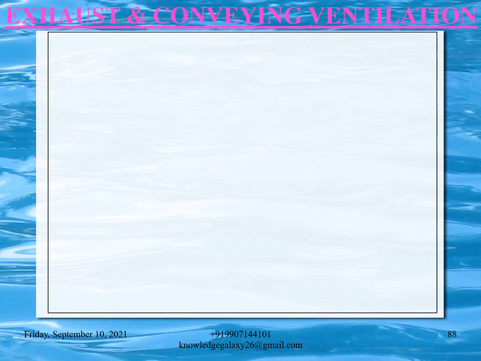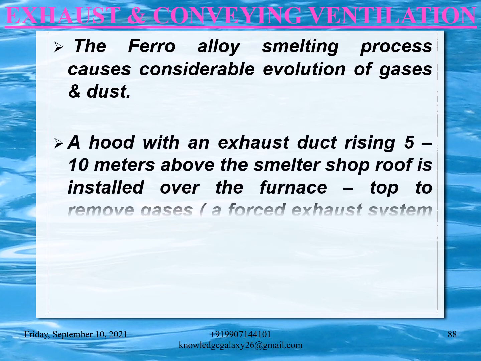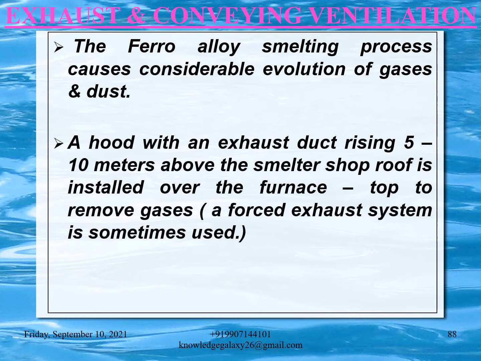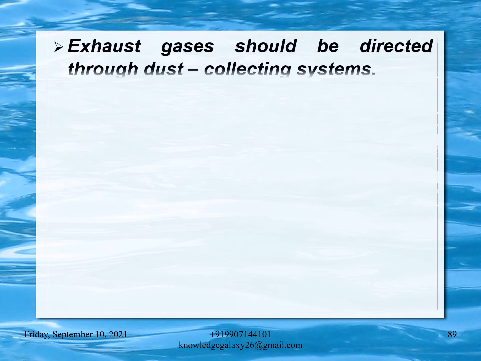Now, let us discuss exhaust and conveying ventilation. The ferroalloys melting process causes considerable evolution of gases and dust. A hood with an exhaust duct rising 5 to 10 meters above the smelter shop roof is installed over the furnace top to remove gases, and a forced exhaust system is sometimes used. Exhaust gases should be directed through dust collecting systems.